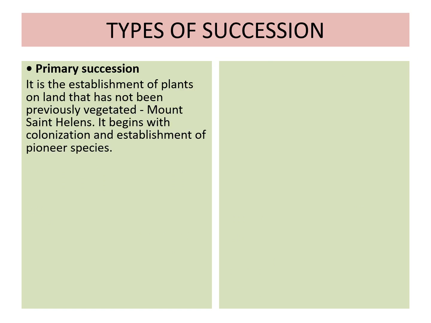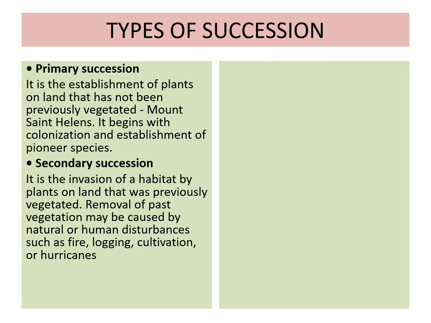So, types of succession. Basically, succession is of two types, primary and secondary. Primary succession is the establishment of plants on land that has not been previously vegetated. For example, Mount St. Helens. It begins with colonization and establishment of pioneer species. Second, secondary succession. It is the invasion of a habitat by plants on land that was previously vegetated.